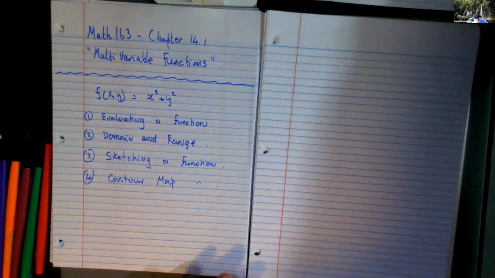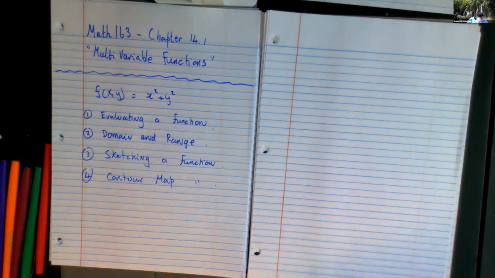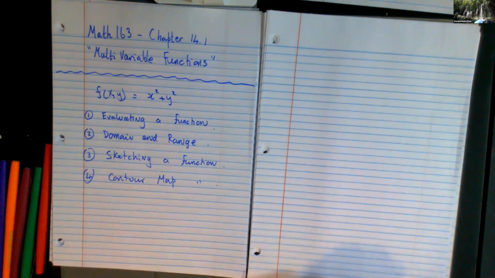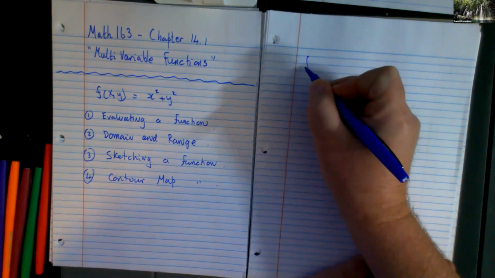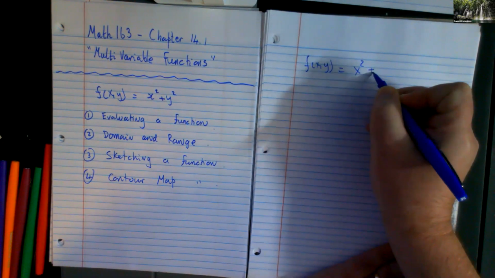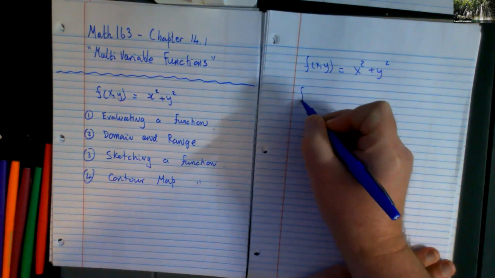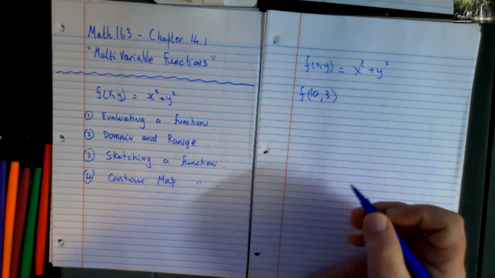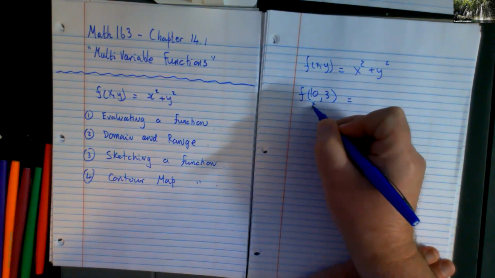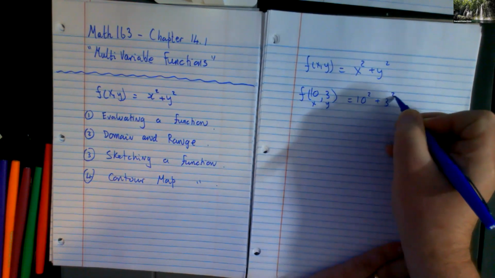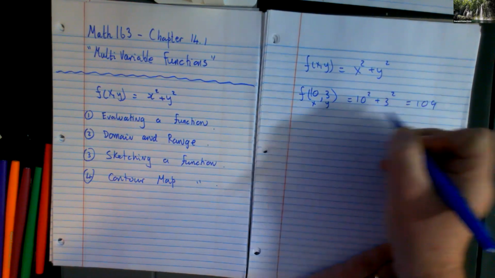So these are the main things that section 14.1 is going to deal with. The first one is evaluating a function, and that is very, very simple. It is essentially plug and chug. So if somebody says find f of 10,3, that's the x, that's the y. So the answer is 10 squared plus 3 squared, and your answer is 109.